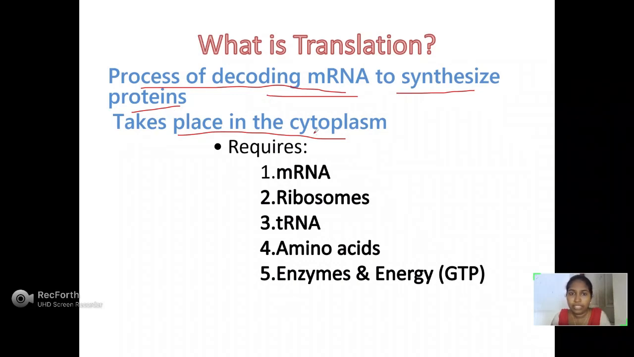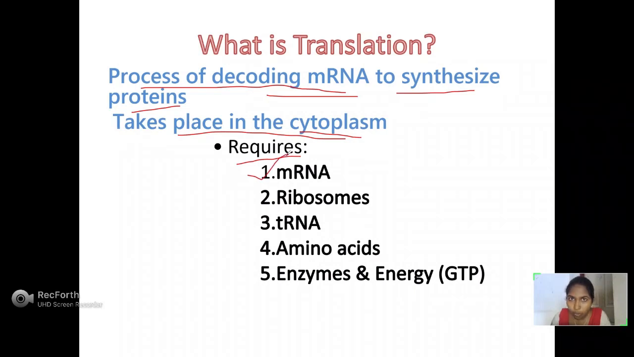And where does it occur? It occurs in the cytoplasm, not in the nucleoplasm. You know that transcription occurs in the nucleoplasm, and translation, which means the synthesis of protein from mRNA, occurs in the cytoplasm. And what are the requirements? Some requirements are needed for the synthesis of protein.